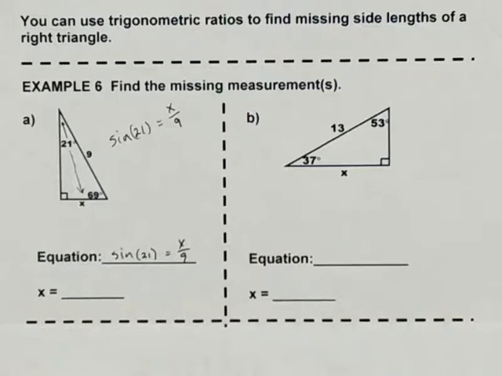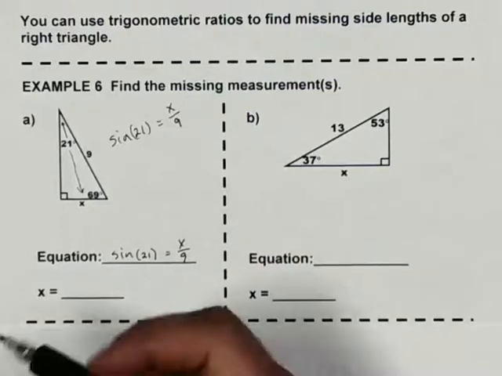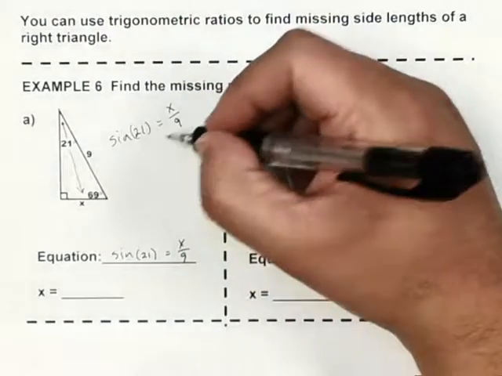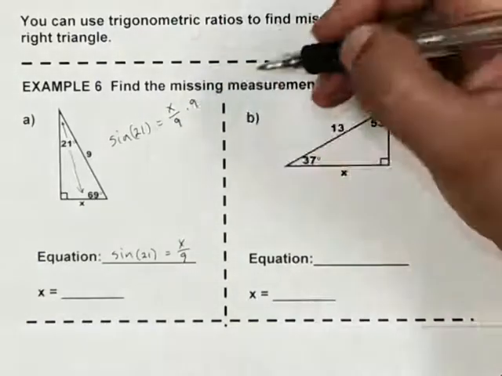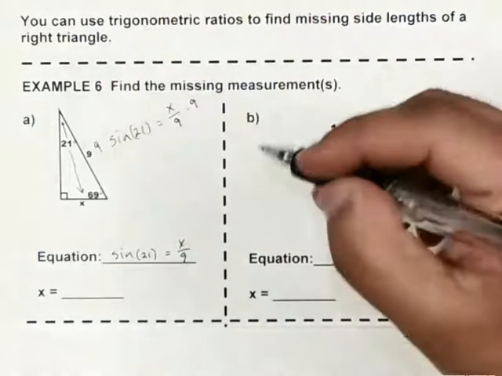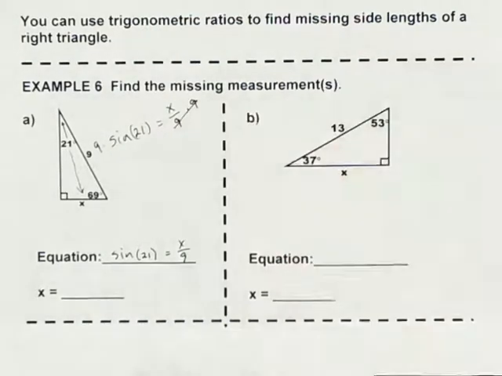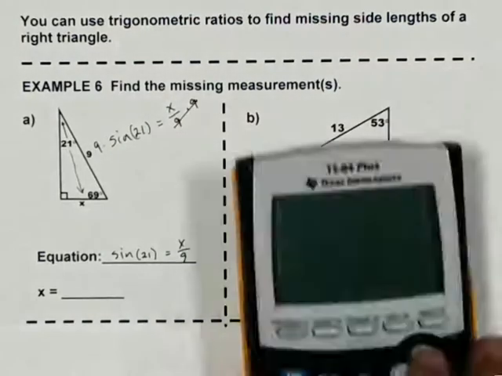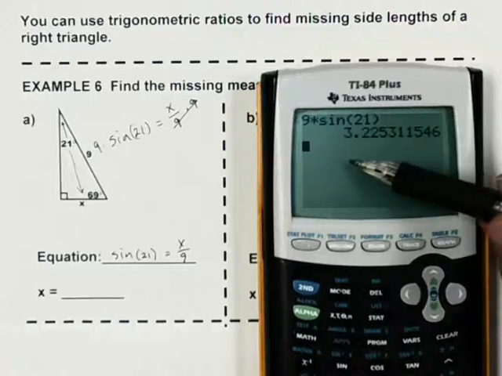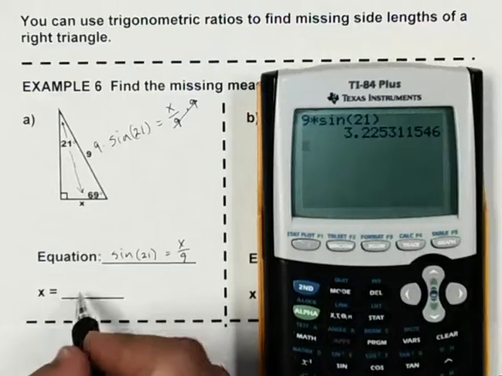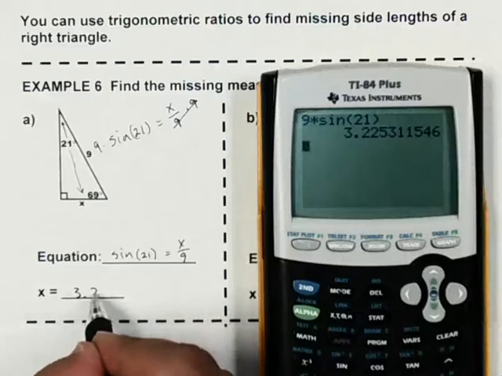All right, now we need to solve for x. Since I have this fraction here, I want to get rid of the denominator, so I'm going to multiply both sides by 9. Okay, these factor away. So on the calculator, all I need to type is 9 times the sine of 21. Again, for all of these, I want to round to the nearest hundredth place, so I'm going to say that this is going to be 3.23.